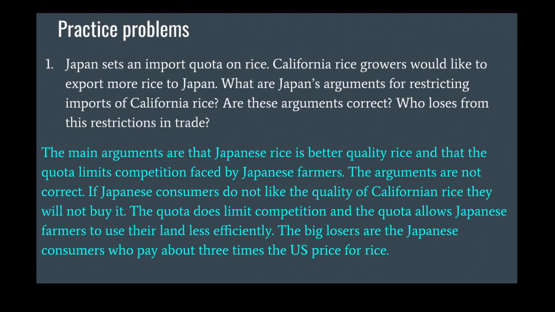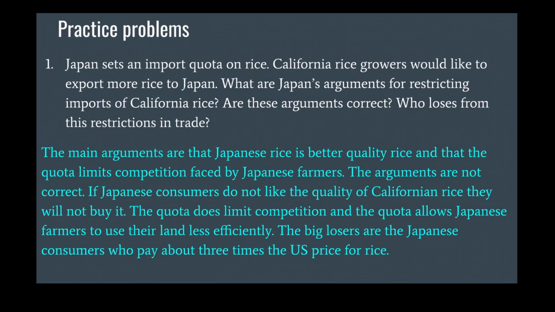Practice problems. The first one: Japan sets an import quota on rice. California rice growers would like to export more rice to Japan. What are Japan's arguments for restricting imports of California rice? Are these arguments correct? Who loses from these restrictions in trade?